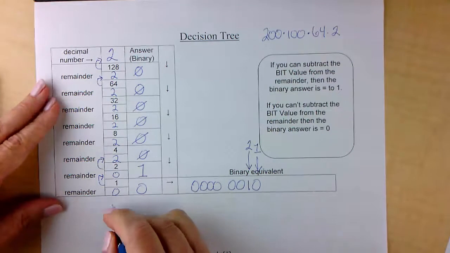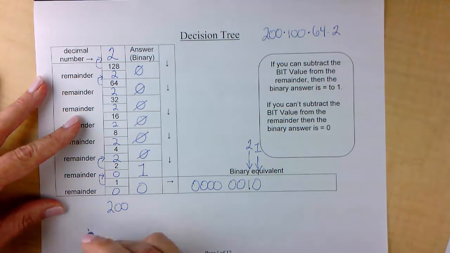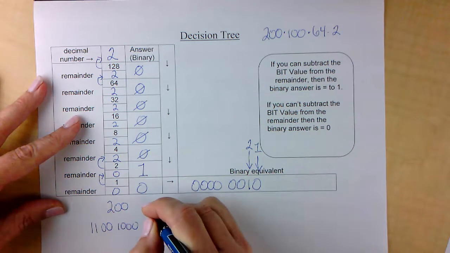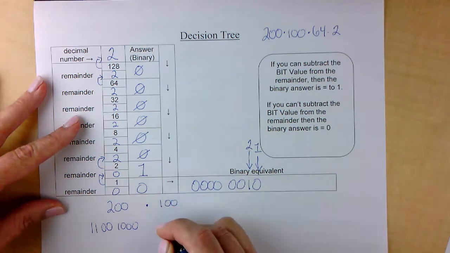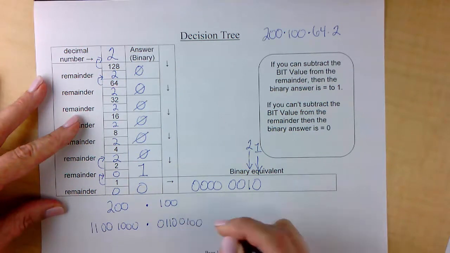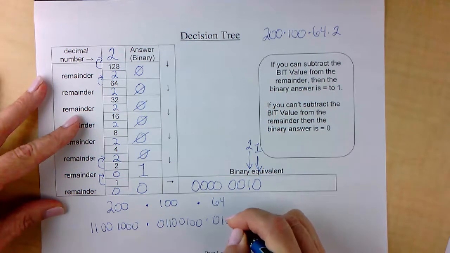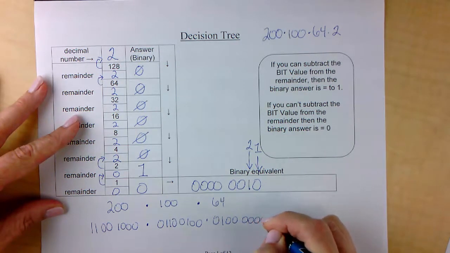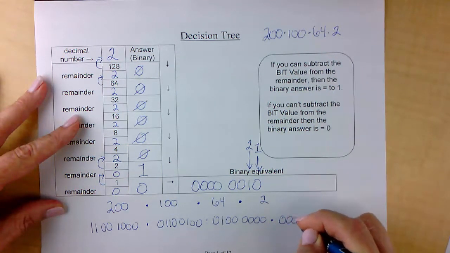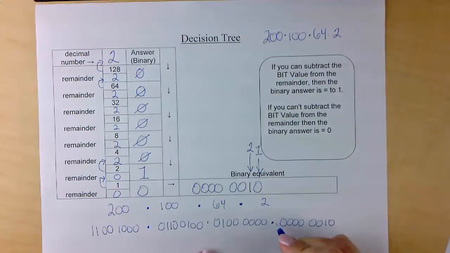So finally, let's figure and finish up our IPv4 equivalent. 200, 100, 64, and lastly, our 2. So there is our binary equivalent.